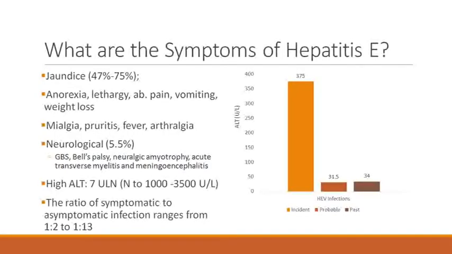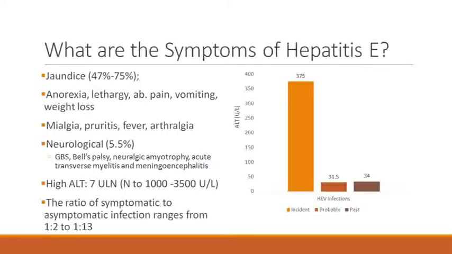Jaundice is the most common symptom for hepatitis E virus infection. It can occur in between 47 and 75% of the patients. Anorexia, lethargy, abdominal pain, vomiting, and weight loss are also symptoms of infection. Myalgia, pruritus, fever, and arthralgia are symptoms of hepatitis E, and in about 5.5 to 10% of cases, neurological symptoms may occur as well.